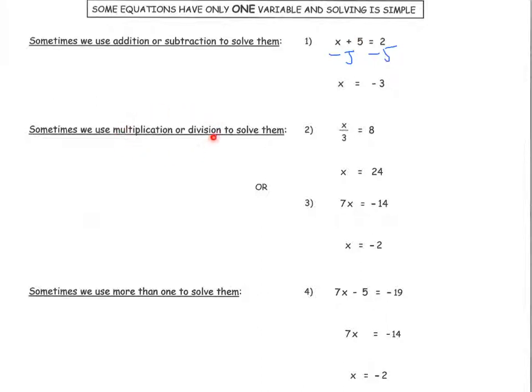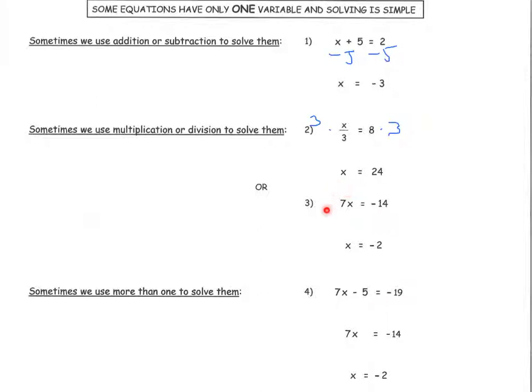Sometimes we use multiplication or division to solve equations. Since 3 divides x, we detach it by multiplication. Times 3, times 3 gives us x equals 24. 24 divided by 3 equals 8.